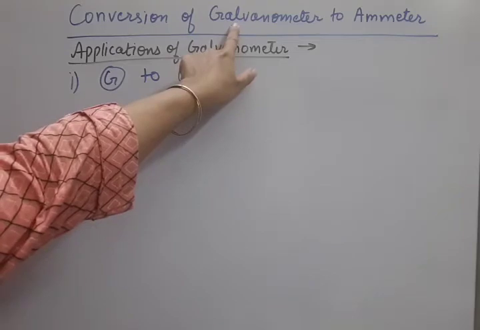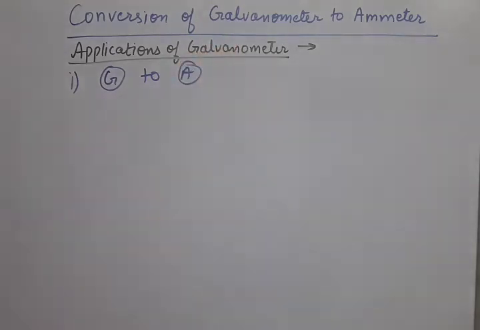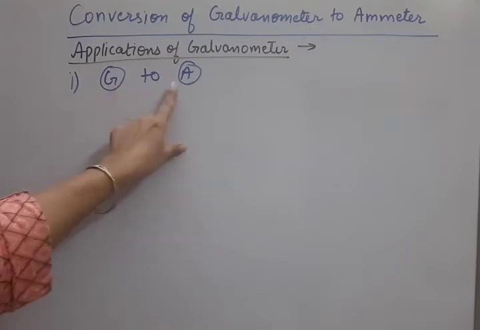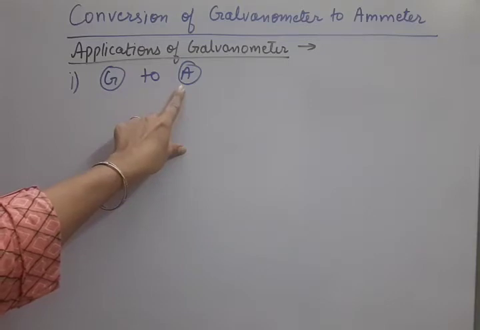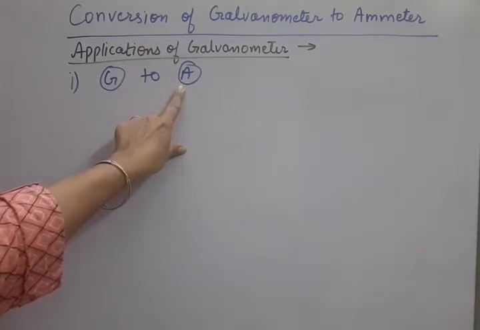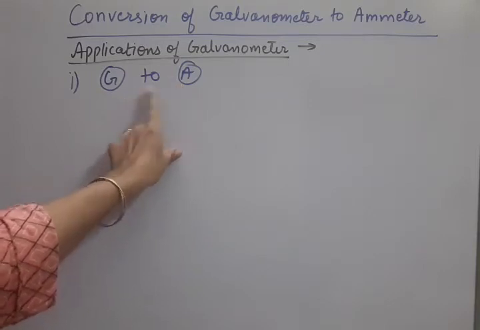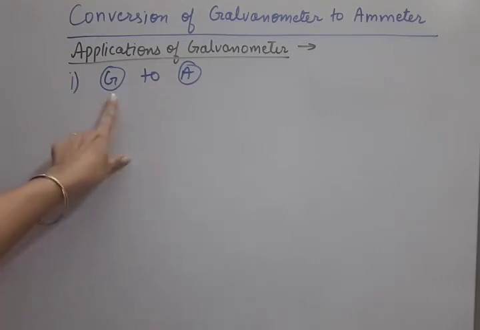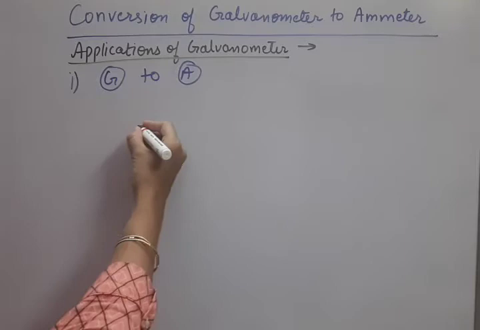I told you initially that galvanometer is a device which is used to detect the current. So from a device which is used to detect the current, we have to now make a device which is used to measure the current. So this conversion we have to do. So first of all, how do we use the scale of the galvanometer here, that we need to understand.